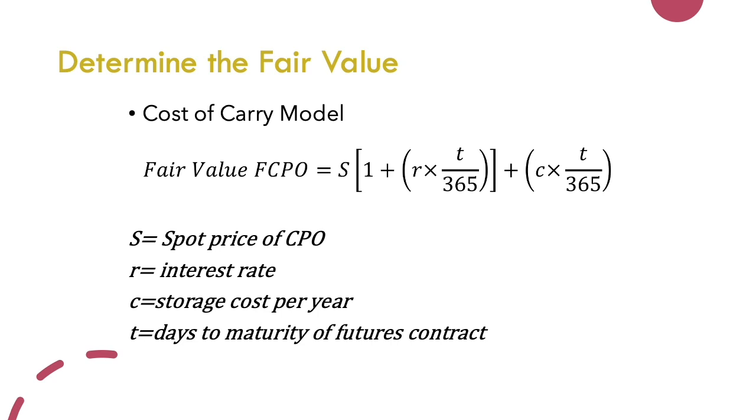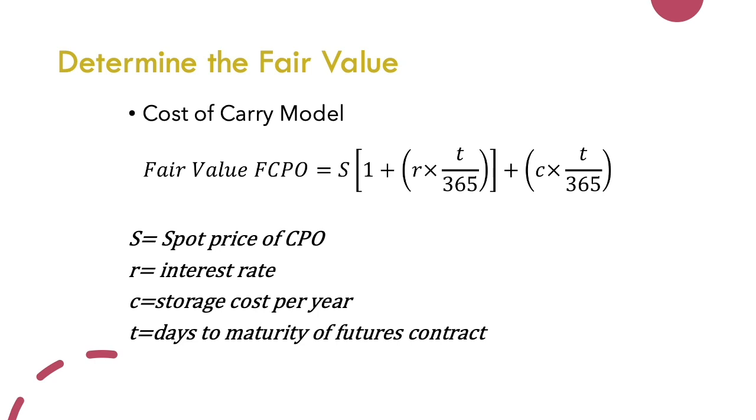Before we start our arbitrage strategy, you must check whether there is market convergence or mispricing. To check market convergence or mispricing, you must use the cost of carry model to calculate the fair value of FCPO.